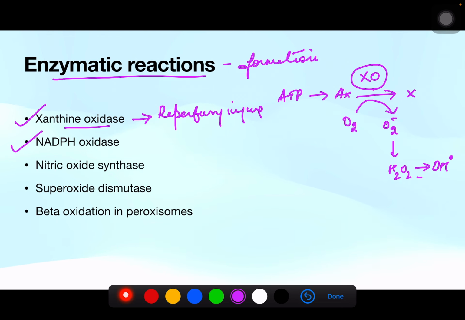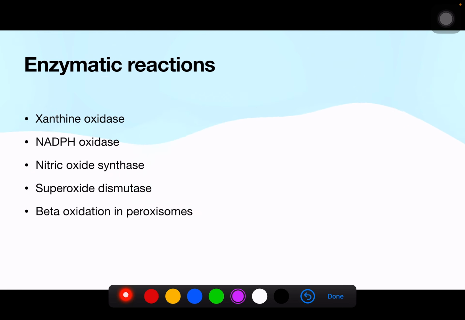Likewise, NADPH oxidase, as we have seen in the respiratory burst, and nitric oxide synthase is also an antibacterial mechanism. Superoxide dismutase and beta oxidation in peroxisomes. So very long chain fatty acids undergo beta oxidation in peroxisomes. As it undergoes beta oxidation, instead of energy, what is produced? Hydrogen peroxide is only produced, right? So this again leads to formation of other free radicals. So these are some of the enzymatic reactions by which free radicals are generated.